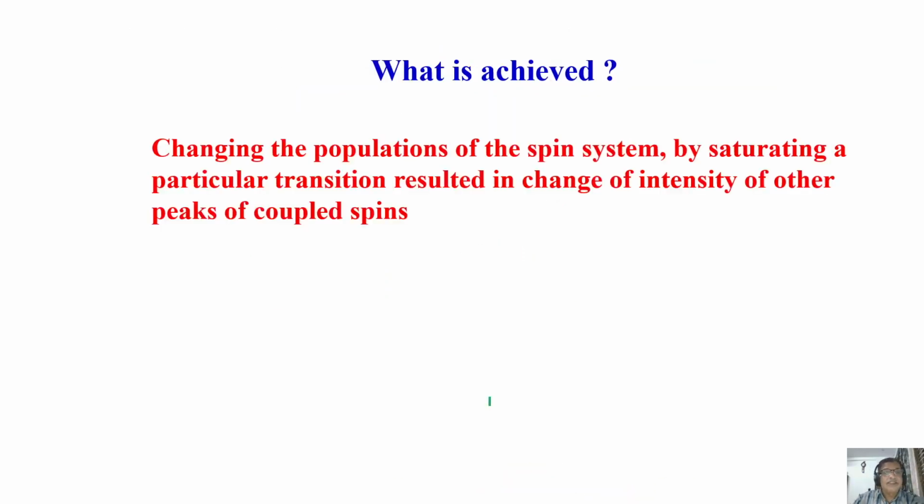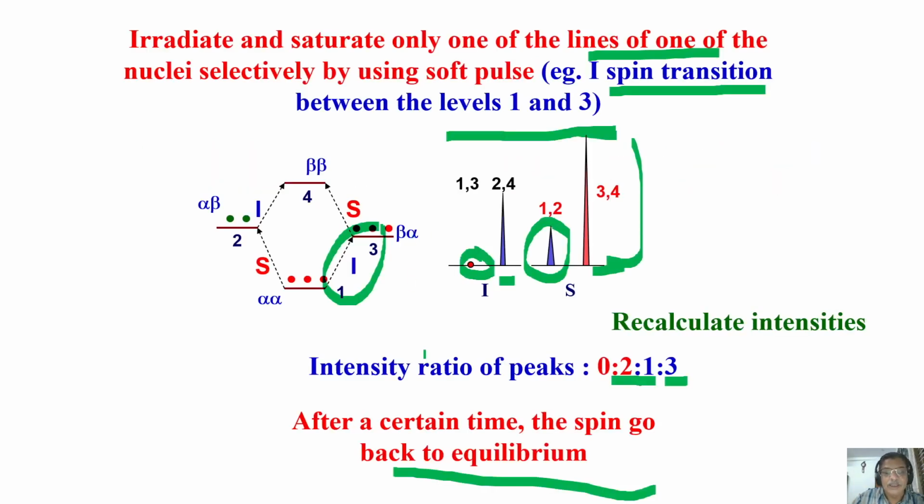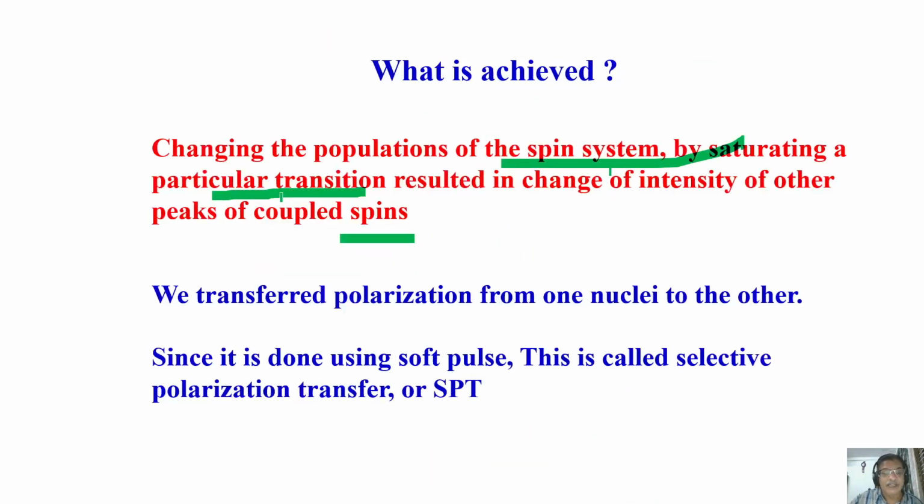What did you achieve now? Changing the population of one spin of the spin system by doing selective population transition saturation. You achieved change in the intensity of the coupled spin. Of course, they must be coupled spins. So what did I do? I saturated one of the coupled transitions. I observed the change in the intensity of the other spins. This is a fantastic thing. So this is what we achieved. This is called selective polarization transfer.